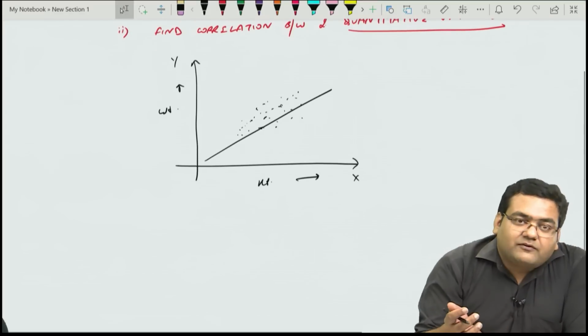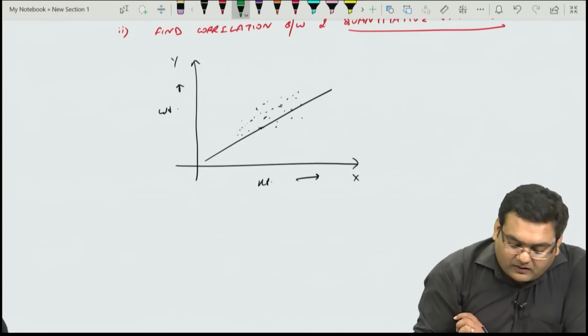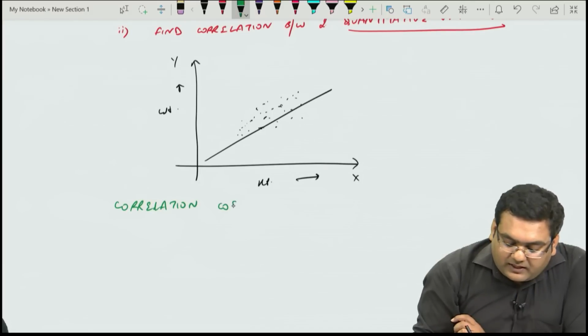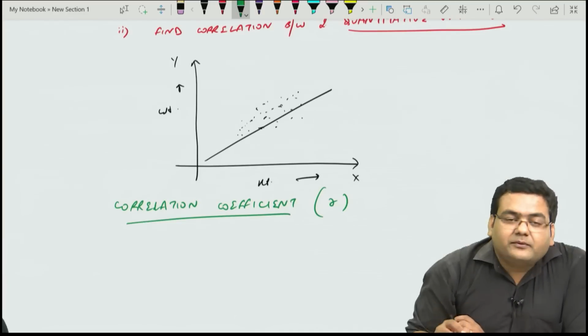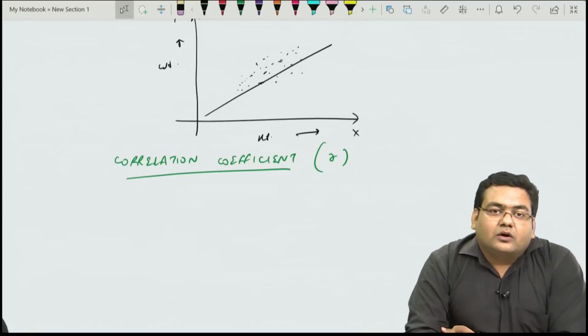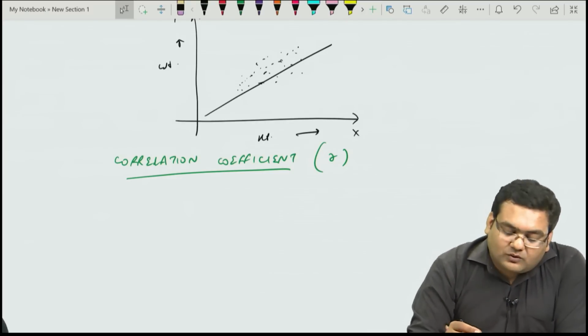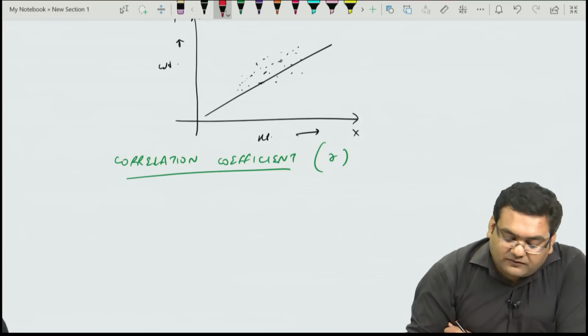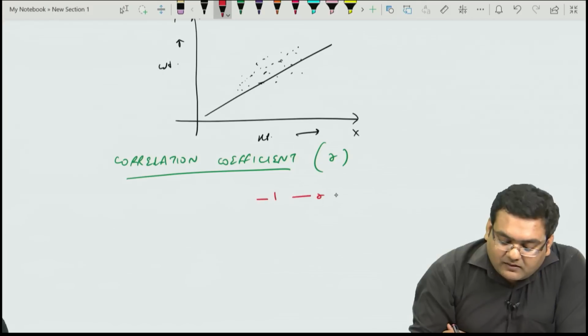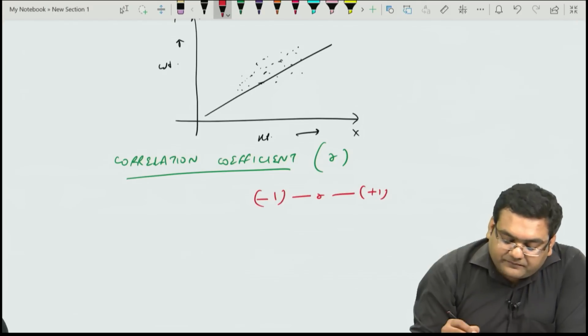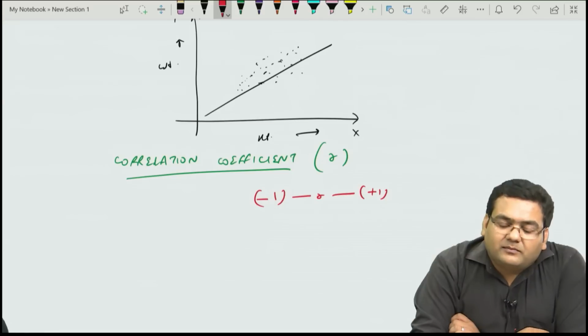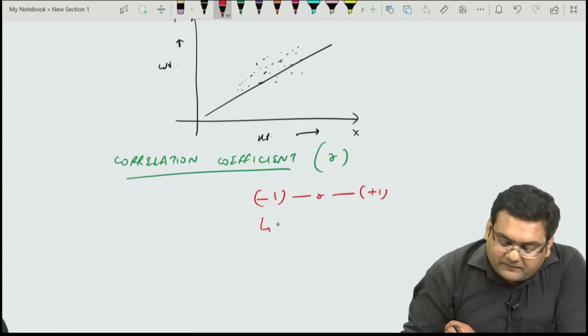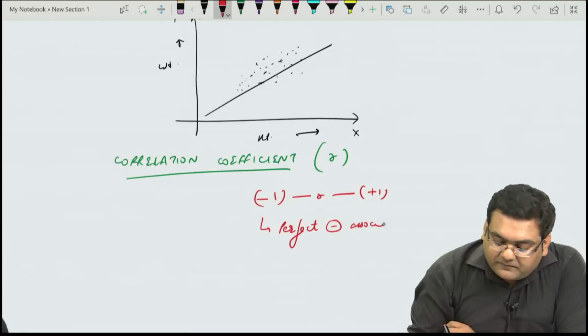We infer from this graph what we call as a correlation coefficient, denoted by small r. Now, what are the values for this correlation coefficient? This correlation coefficient ranges from -1 to +1. Now, what is -1 and +1 means? -1 denotes a perfect negative association.